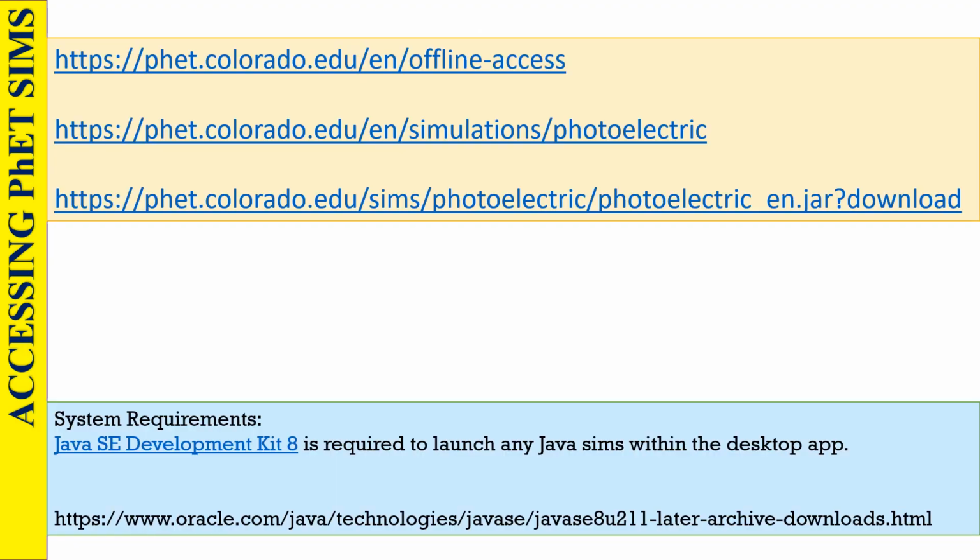Now, to gain access to the PhET simulation, the very first link up here can give access to offline simulations, which can be downloaded. It's available for both Windows operating system and Apple operating system. So if you visit this link, you can download either of the two, which can be installed on your Windows or your Apple operating system. And once that is done, access can be gained to this simulation offline.